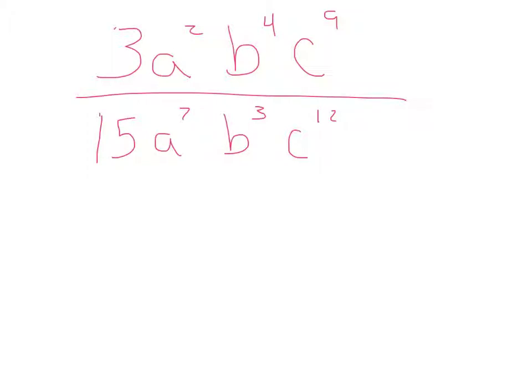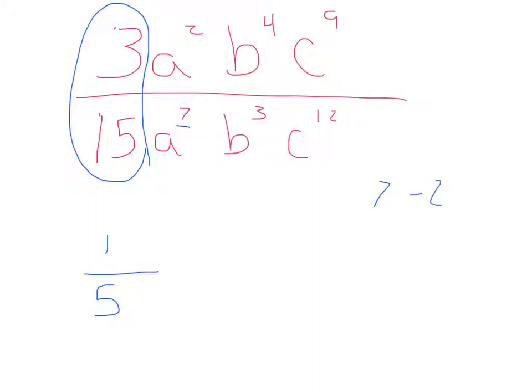So let's take a look at one last expression. Again, I'm going to look at my coefficients. 3 over 15 reduces to 1 over 5. Now, the a squared over a to the 7th, what I'm going to do is I'm going to choose my higher exponent. So 7 minus 2 is 5. So I have a to the 5th in the denominator. Now move on to the b's. The 4 is higher. 4 minus 3 is 1. So I have b to the first in the numerator.